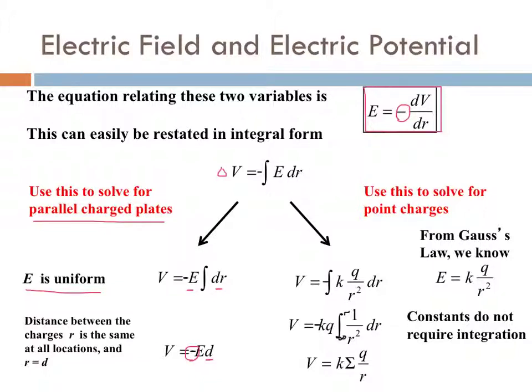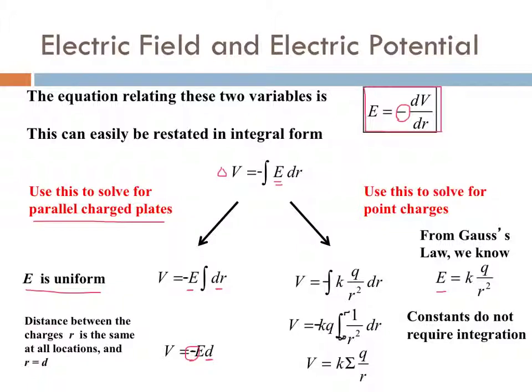Same thing, we can apply this equation, but instead of using uniform parallel charged plates, we're going to be using a point charge, where electric field is equal to kq over r squared. Now, if we put that into our equation, k and q are going to be constant, so all we are taking the integral of is 1 over r squared with respect to position.